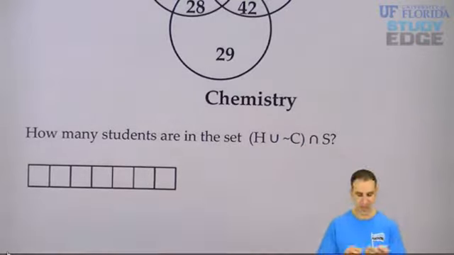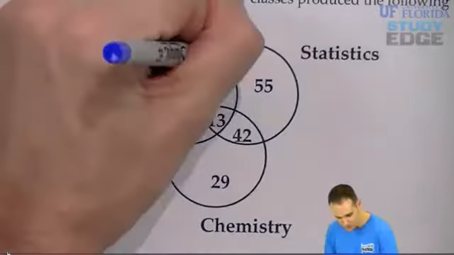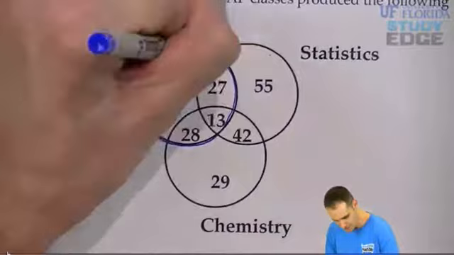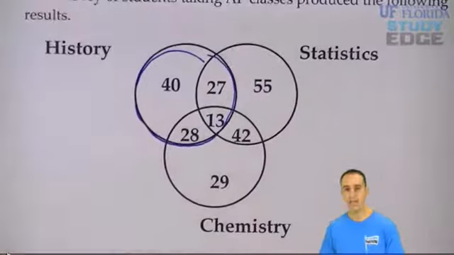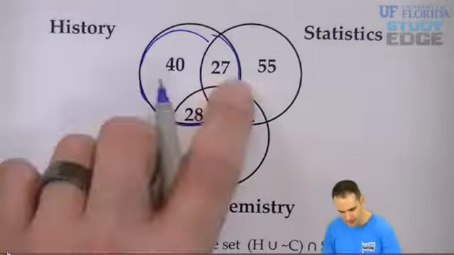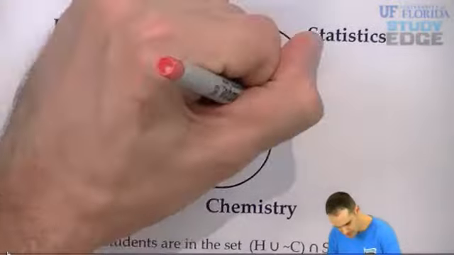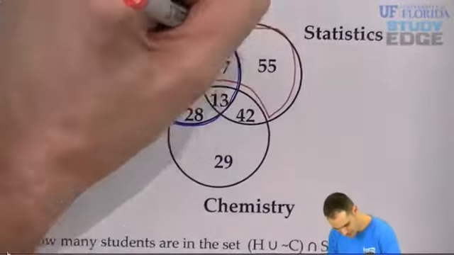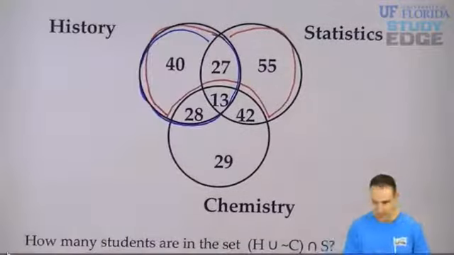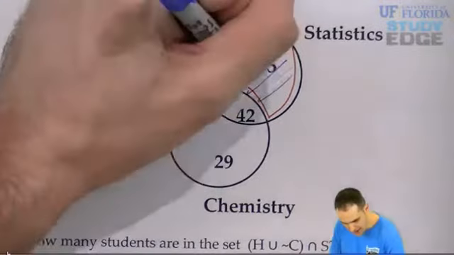So here we go. How many students are in the set of history? So I'm going to circle history here. And not chemistry. So everything that's not in the circle of chemistry. So outside of this circle would be, let's use a different color here. Not in the circle of chemistry. And I want the union of those 2 sets. So if I want the union, that means I put it all together.